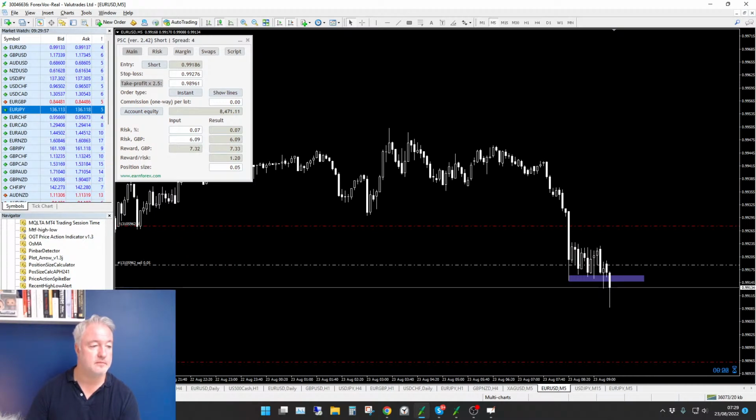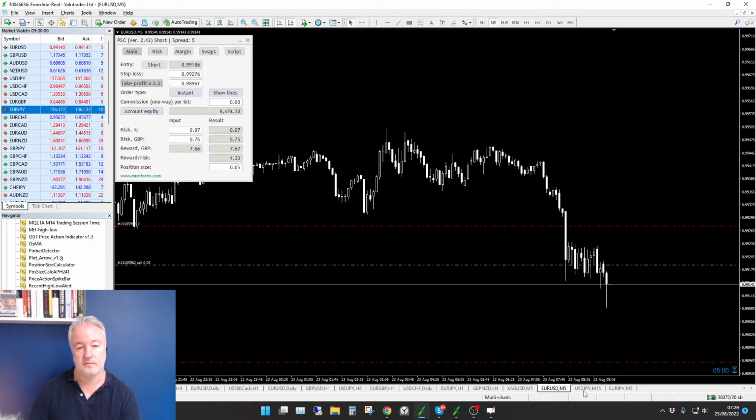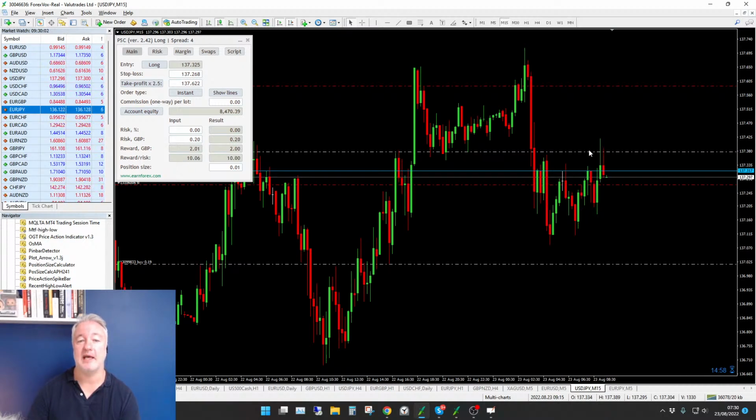Dollar yen. Okay, that's not a good sign, guys. It's not. I'm going to let it stop out, but that's not a good sign. So the first one was a weak breakout attempt. The second one was not just another failed breakout, but it closed as a bearish candle.